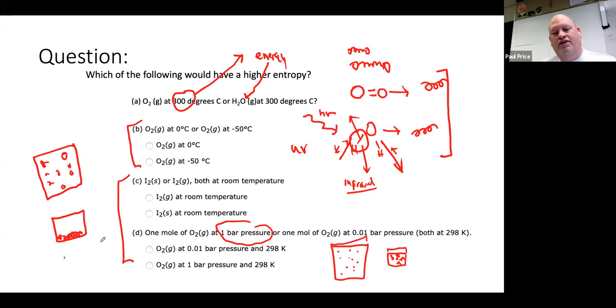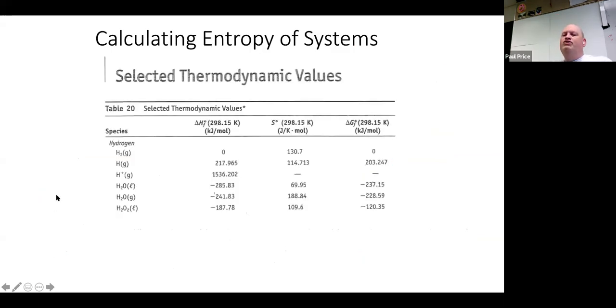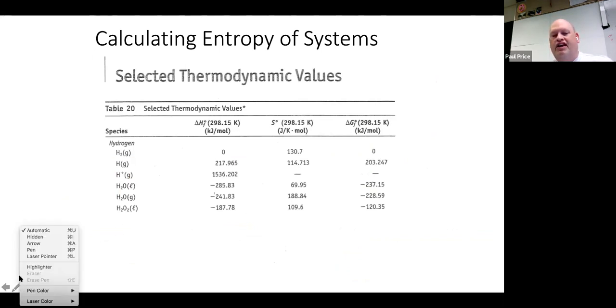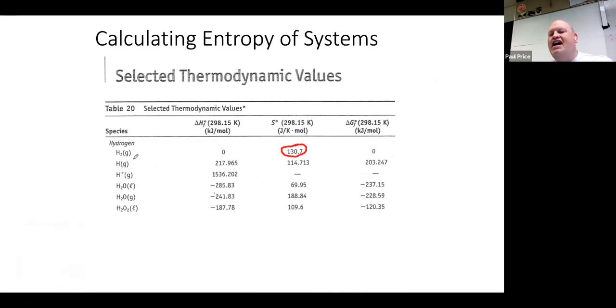All right. So with that in mind, one of the ways we actually measure that, and this is something we don't worry as much about in AP, is that we can actually put a number to the ways to disperse energy. So what I want you to look at right away is that we can put a number right here to the ways we disperse energy. So hydrogen gas, for example, at room temperature has an entropy of 130.7.